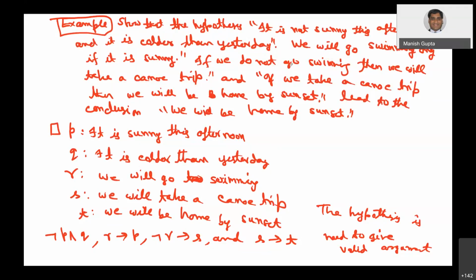Yeah, so the first one is what? It is not sunny this afternoon and it is colder than yesterday, right? So it is sunny this afternoon is P, right? So negation of P, it is not sunny, right? Meet Q, correct?